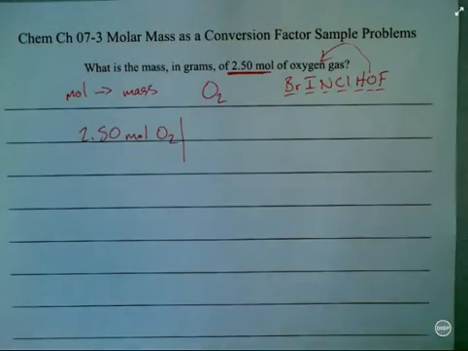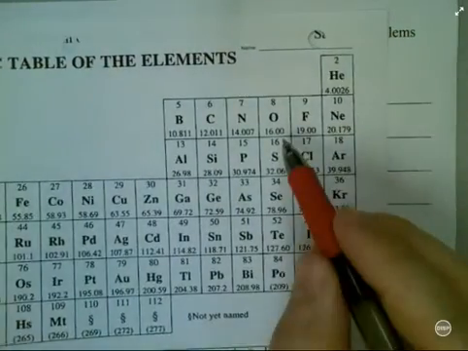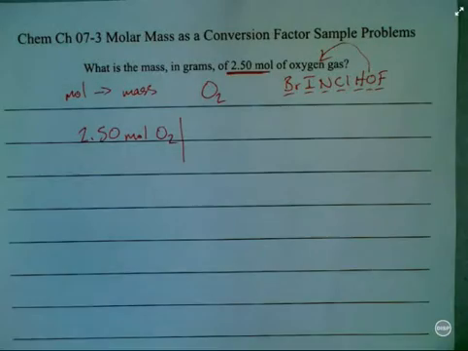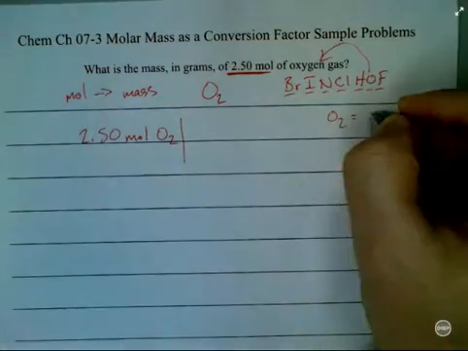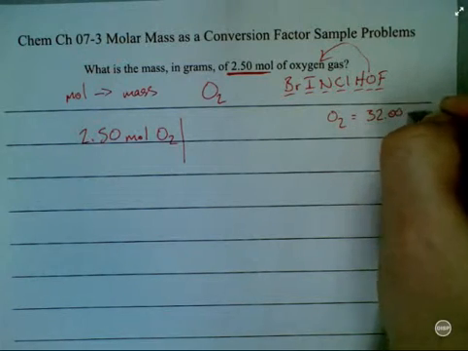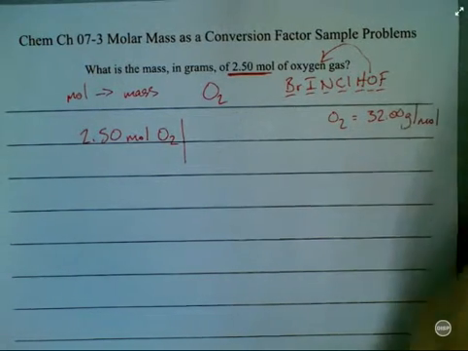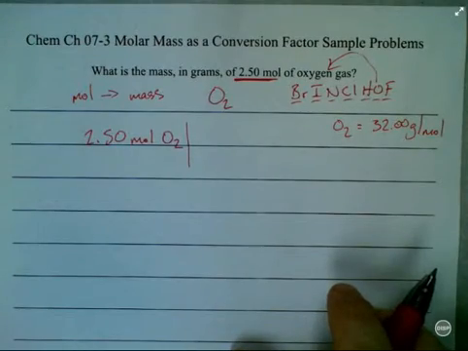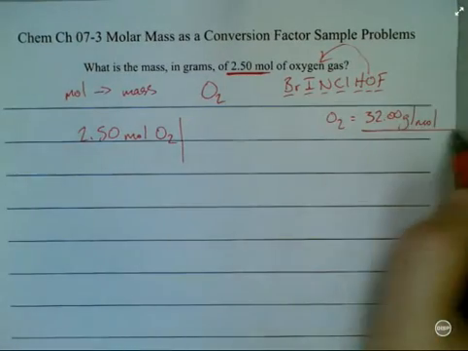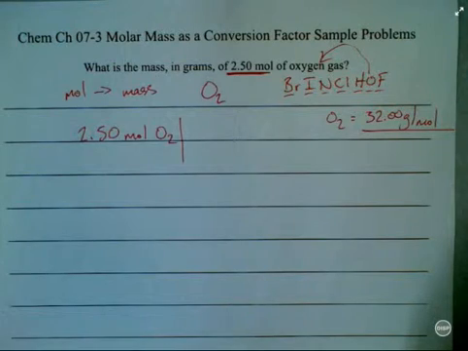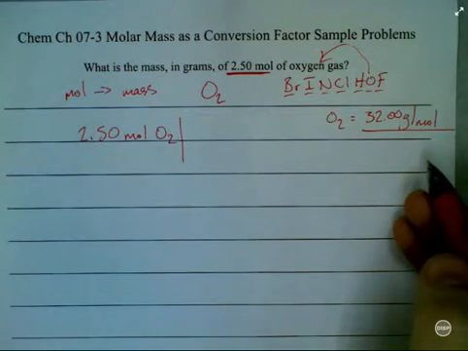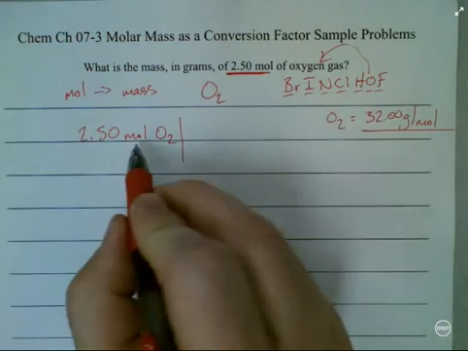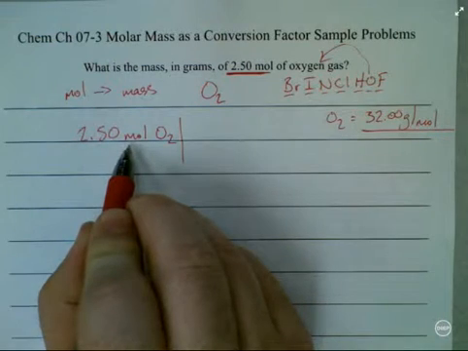Looking at the periodic table, I see that the mass of a single oxygen atom is 16.00 grams per mole. But since I'm dealing with O2, I'll double that. And so the molar mass of O2 is going to be 32.00 grams per mole, per 1 mole. So I'm going to use this information as a conversion factor to convert from moles of O2 into grams of O2.